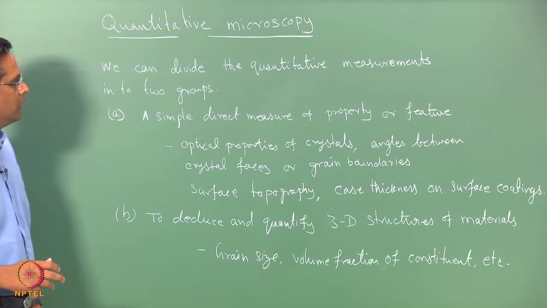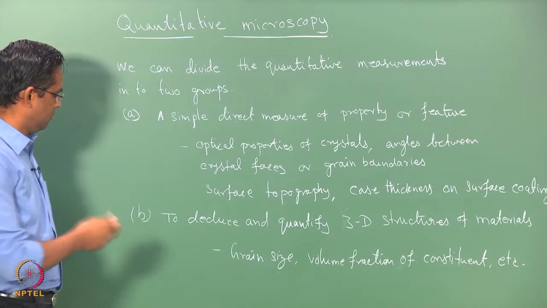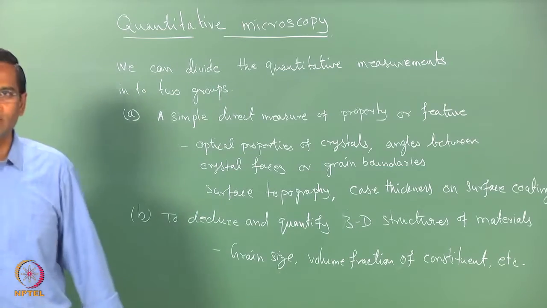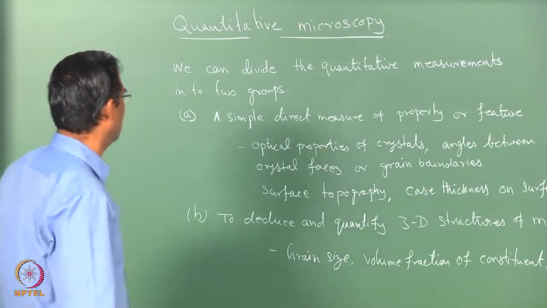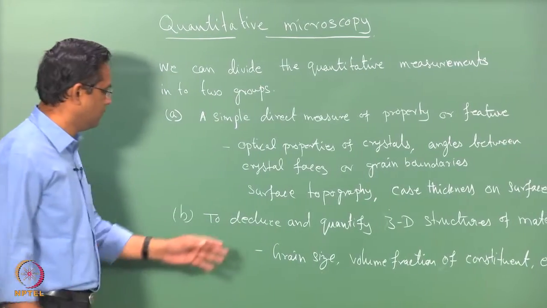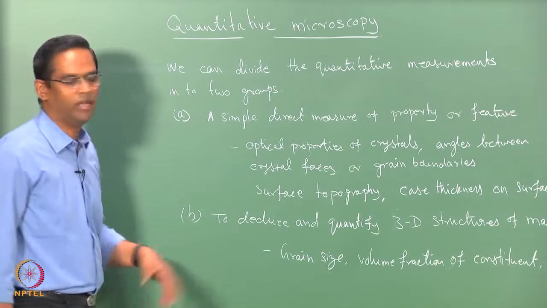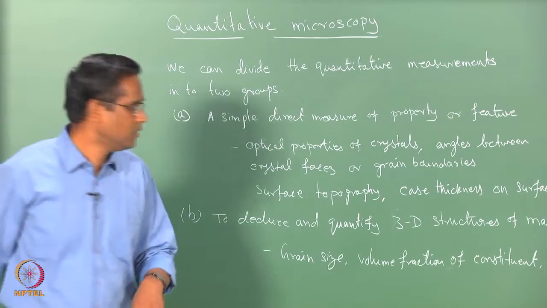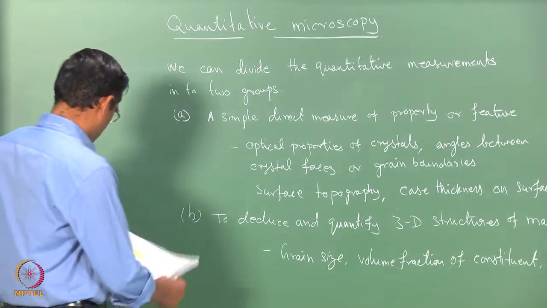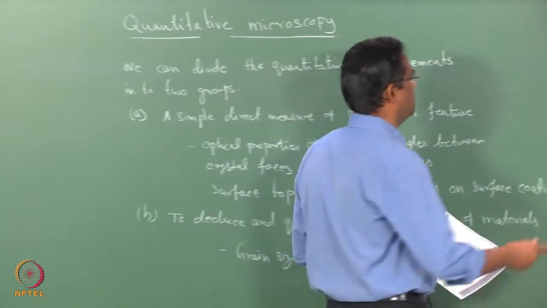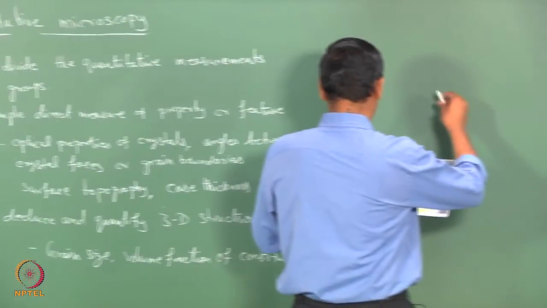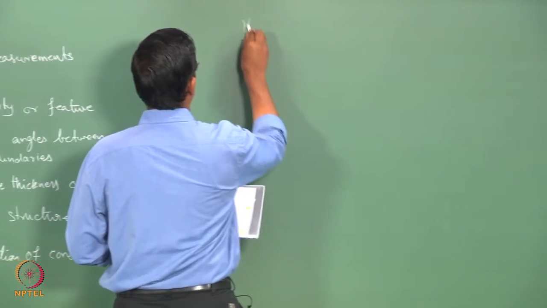So, what are the mathematical relationships to obtain quantitative measurements? Briefly, I am going to tell them one by one. First, we will take up the measurement of volume fraction.